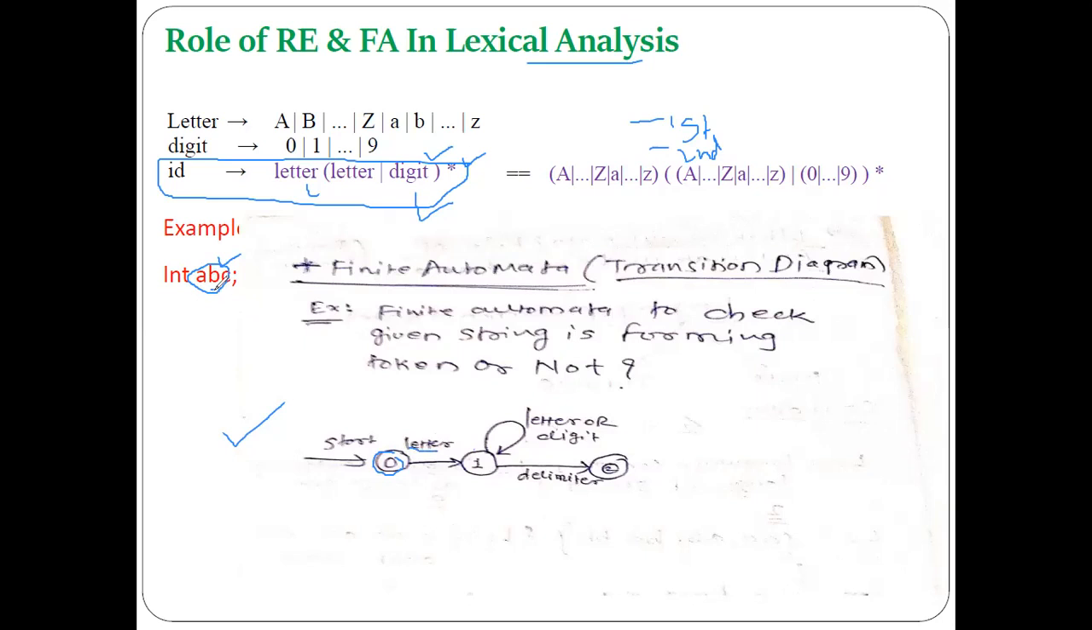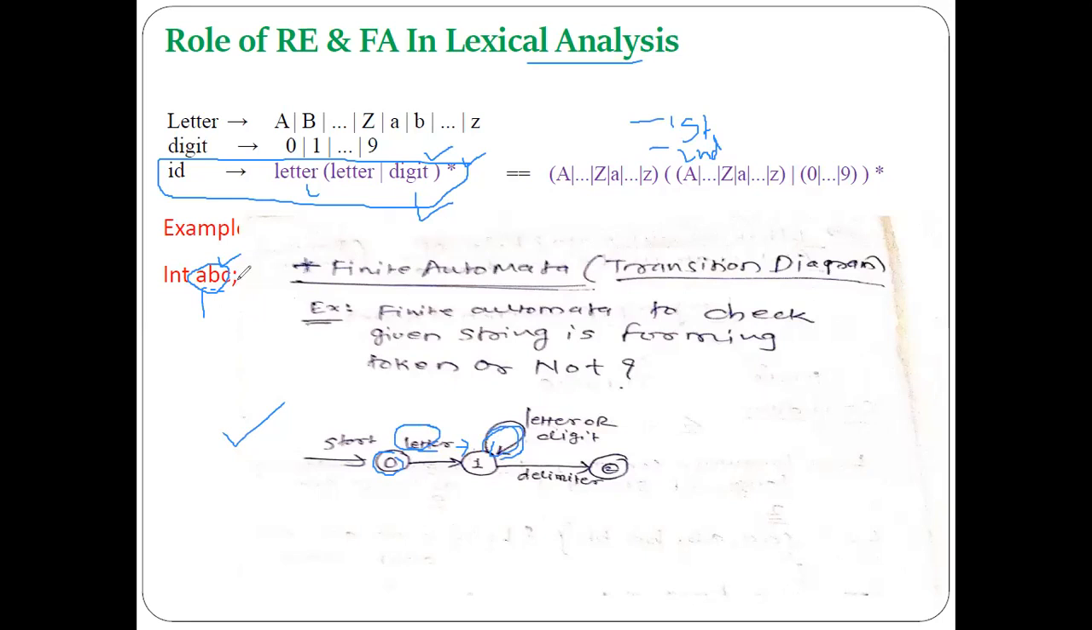After A, what is there? B. B is also a letter. So on the first input, we go to the next state, that is one. Now after the A, there is a B. Yes, B is a letter. Now after the B, there is a C. Yes, C is also a letter.